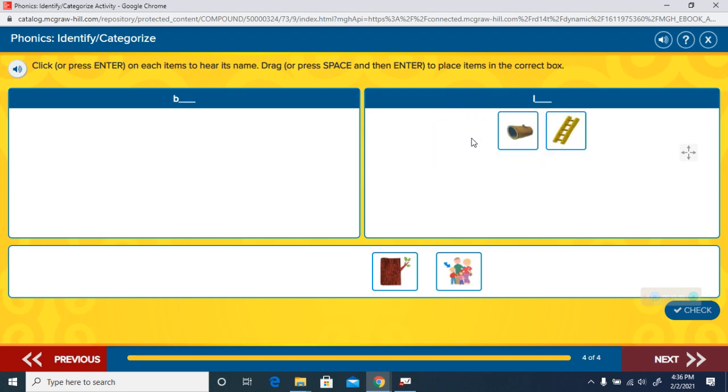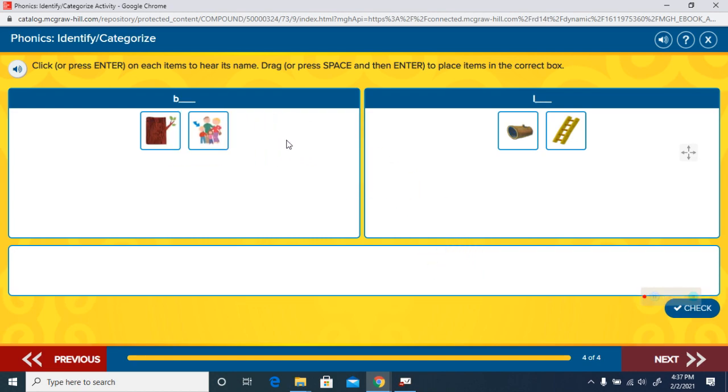It goes over here. Bark. Say bark with me. Ready? Bark. Bark begins with the B sound, so it goes on this side. Brother. What sound does brother begin with? Brother begins with the B sound, so it goes on that side.